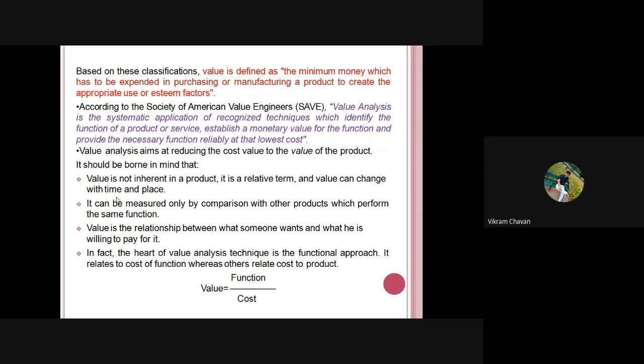So it is a relative term, and value can change with time and place. Take the same example of the mobile. Once the mobile is released in the market, its price is always high. After some time, another company releases a mobile with the same features in the market, so there will be a competitor for that mobile in the market.